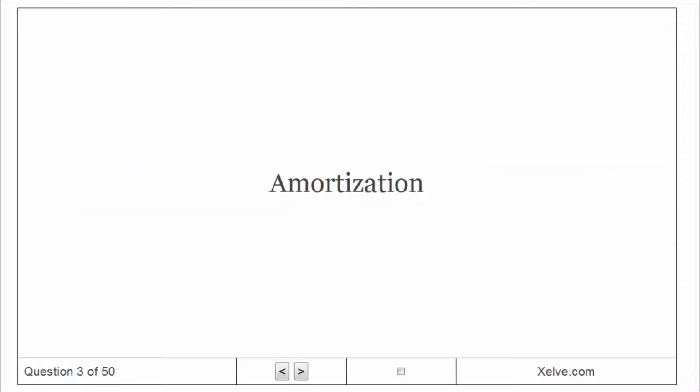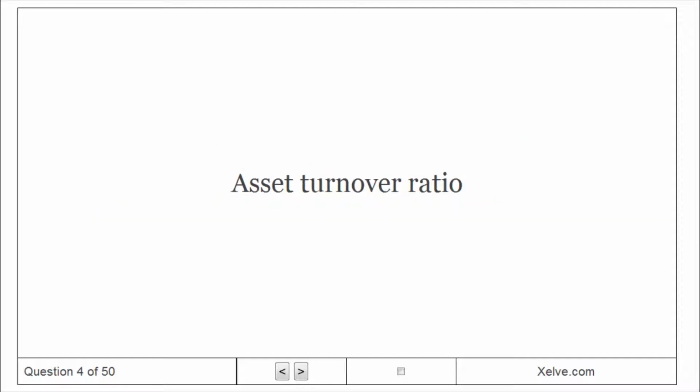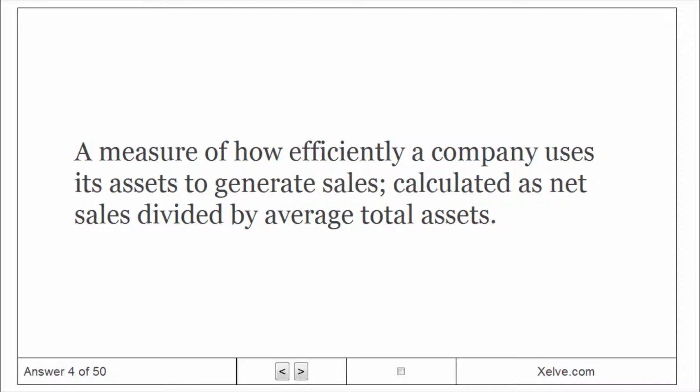Amortization. The allocation of the cost of an intangible asset to expense over its useful life in a systematic and rational manner. Asset turnover ratio. A measure of how efficiently a company uses its assets to generate sales, calculated as net sales divided by average total assets.